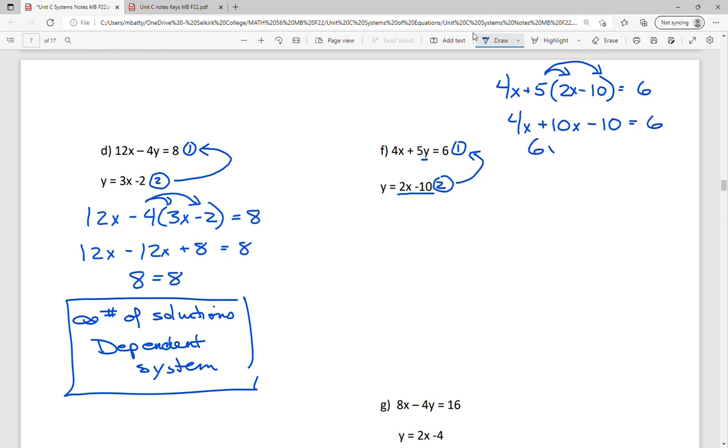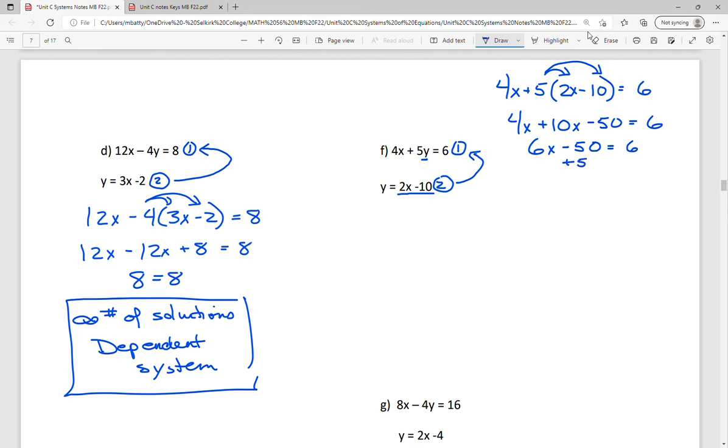I'd have 6x minus 10 equaling 6. Oh, look at what I did. I did not actually multiply the 5 times the 10. That is a classic mistake I make, even when I draw those arrows. So 5 times negative 10 is negative 50. There we go.